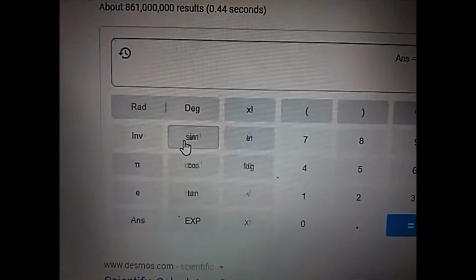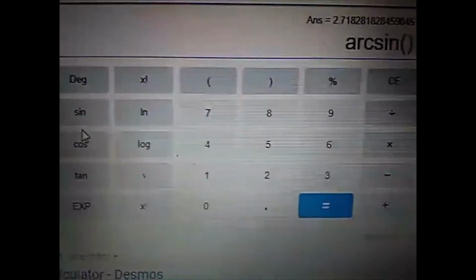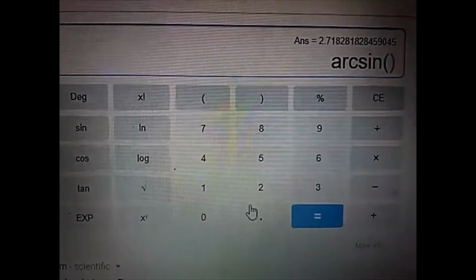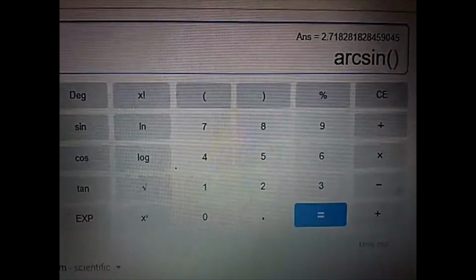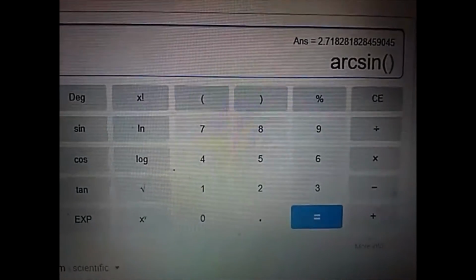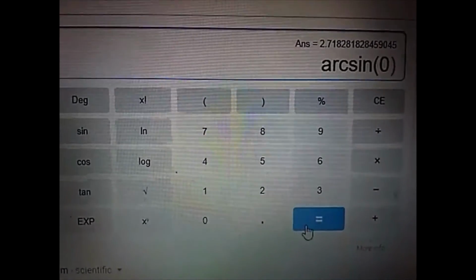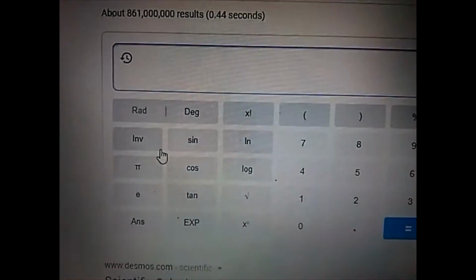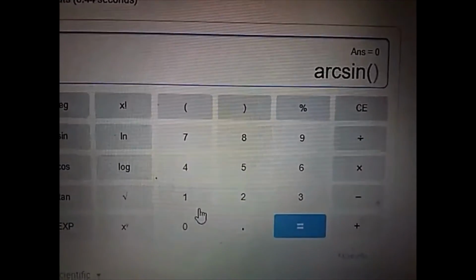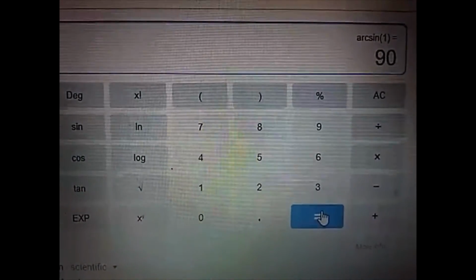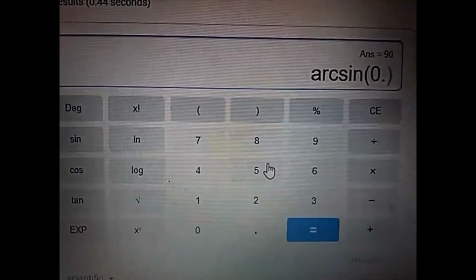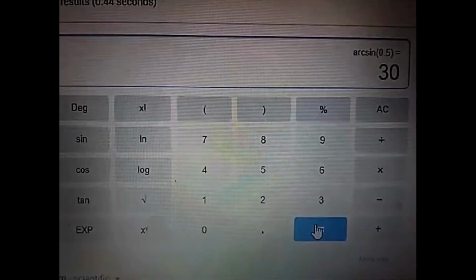Now you can also take the inverse of any one of these trigonometric functions to get arcsine. Let's see what it does. Remember, if we take the inverse of any trigonometric function, you switch the input and the output. So if you want an output of 0, then the degrees has to be 0. And if you want an answer of 1, then the degrees has to be 90. If you want an answer of a half, then the degrees has to be 30.